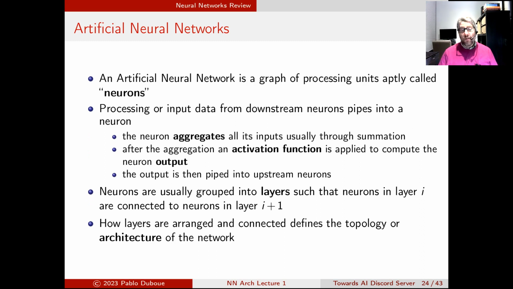Neurons are normally grouped into layers, such that the neurons in a particular layer are connected to the next layer. And how layers are arranged and connected defines the topology or architecture of the network. So the objective of this seminar is to study this type of topology.